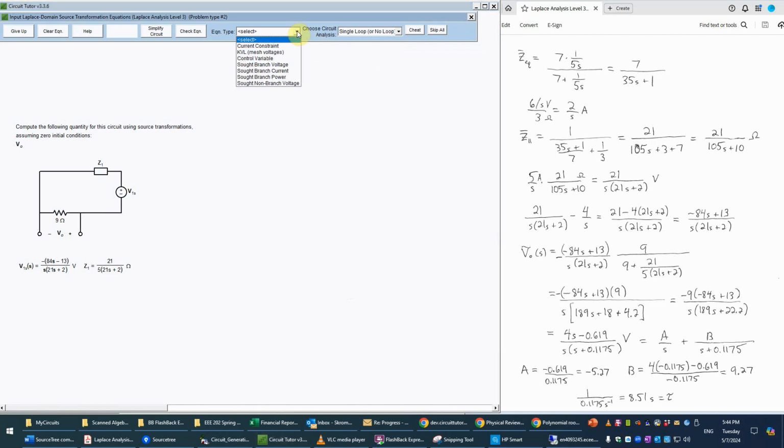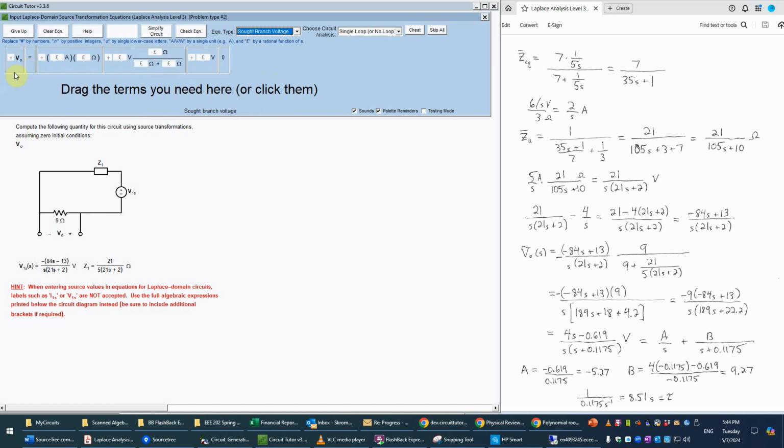And then we're going to select the option to enter a sought branch voltage, because that's the only thing it'll really let us do here. It doesn't want us writing KVL equations and things when we don't need to, because we can just directly use the voltage divider formula for this. So we have V naught is equal to, and now we want the voltage divider formula, and you remember that's going to have this form, where we have the input voltage, that's the source voltage here, multiplied by the impedance of interest divided by the sum of all the impedances in the circle.